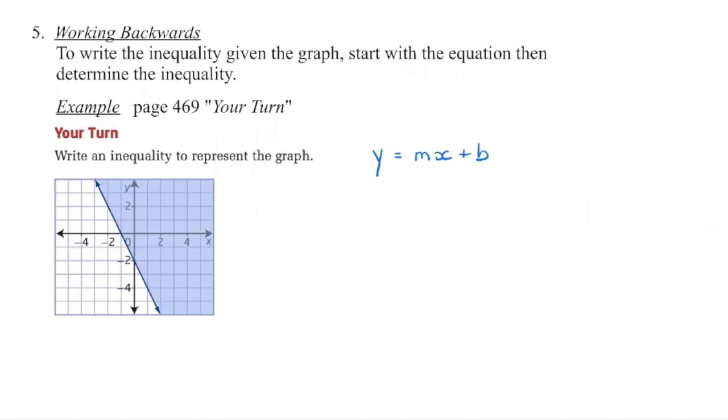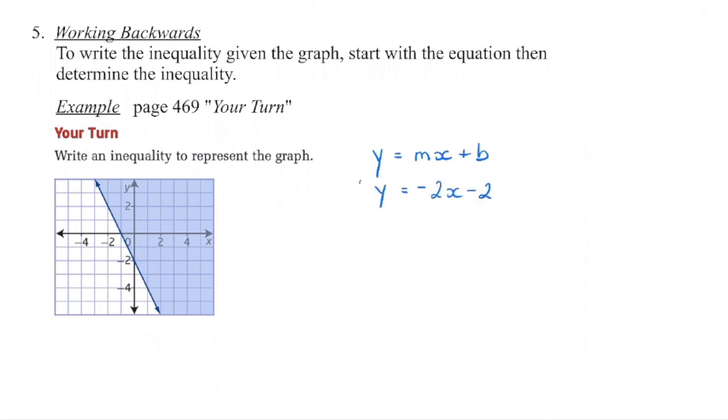And then if you're given a graph and have to determine the inequality that represents that graph, the first thing we want to do is get the equation of that line. I can see it's a linear graph. So if I start in slope-intercept form, I can see that I have a y-intercept of -2. Then if we choose another point on that line, we can see that we're going down 2 over 1, down 2 over 1. So I know my slope is going to be -2.